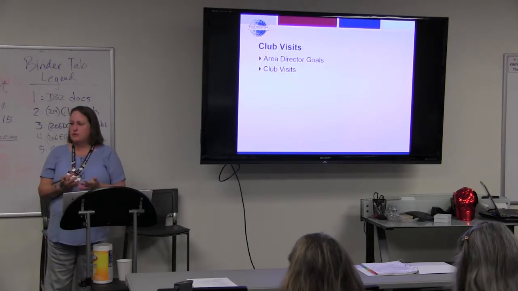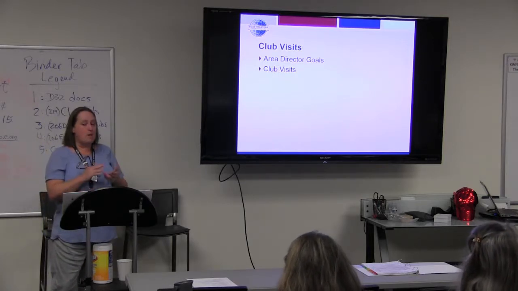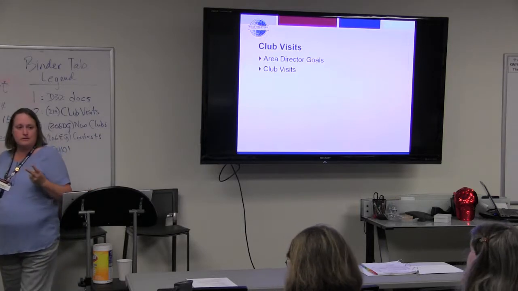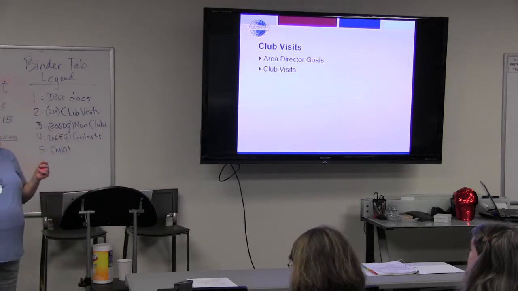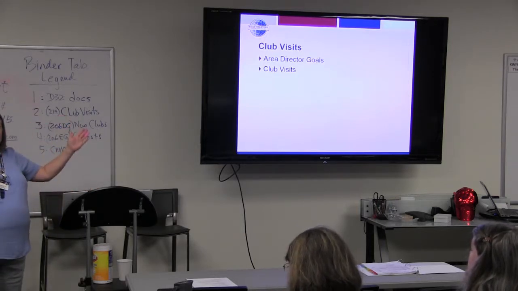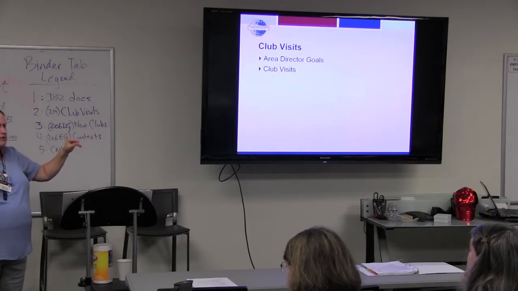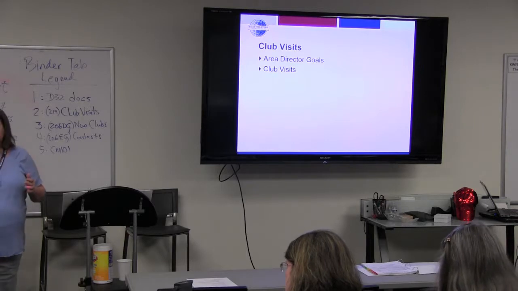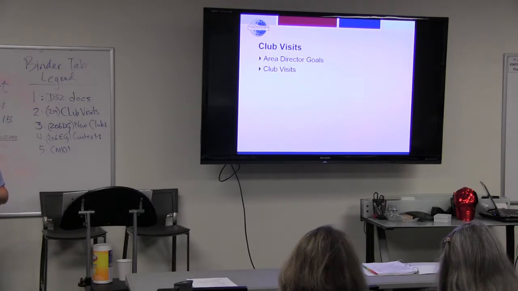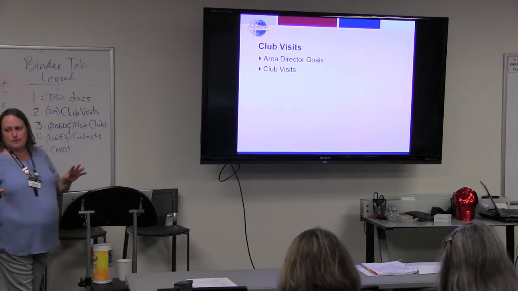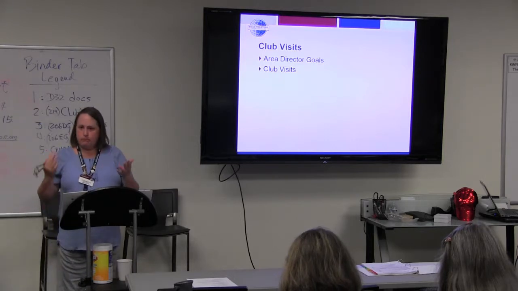Responsibilities of the area directors are to visit the clubs a minimum of 2 times a year, and then generate a report for each of those visits. The first visit needs to be in the first half of the year, and the report due by November 30th. And the second half of the year, the report is due by May 31st. That's the minimum.